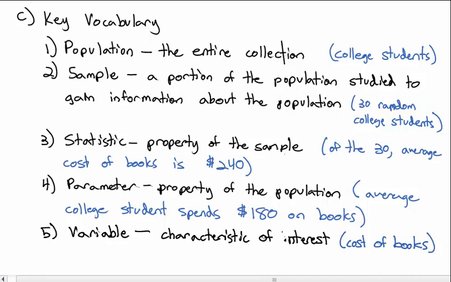We're going to throw a lot of this vocabulary around. It's important that you know which group we're talking about. When we say statistic, we're talking about the sample. When we say parameter, we're talking about the population. And what we're measuring or asking about and counting is the variable.